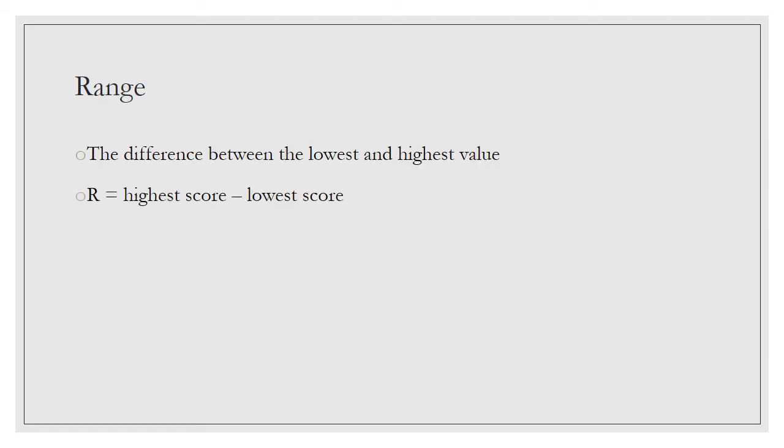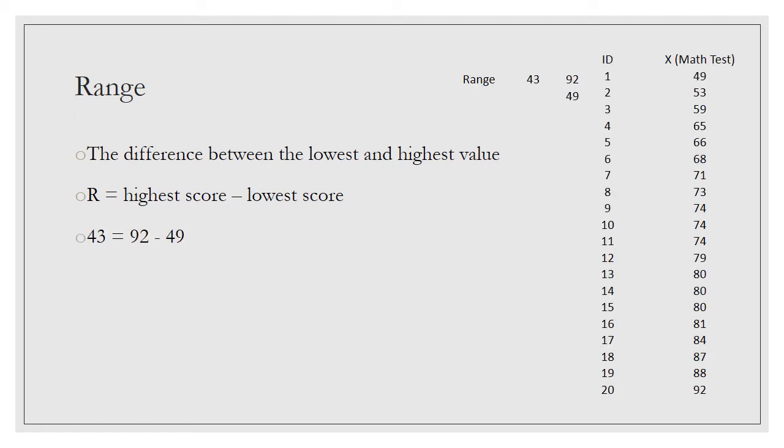Just as an example, the range is the difference between the lowest and highest score. So R, the range, equals the highest score minus the lowest score. In our example, we can simply see that in our math test, the lowest score was a 49, the highest score was a 92. So we simply take 92 minus 49, and our scores have a range of 43. It's also useful when reporting the range to give those cap scores, to give those values as 92 and 49.